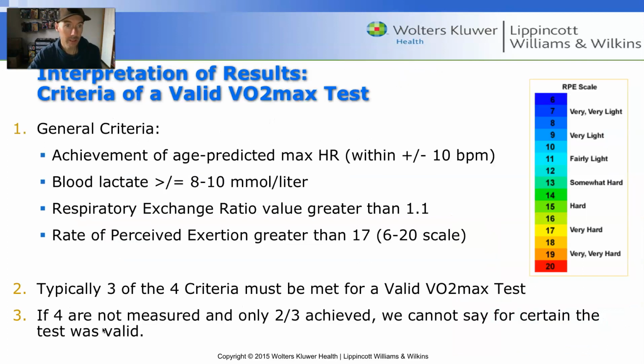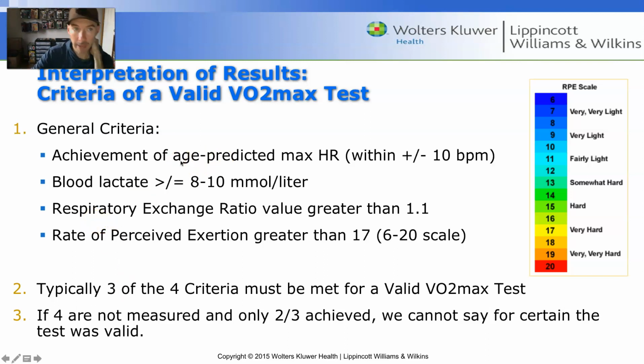Second thing we're going to do is determine if the test was valid, okay? So how do we know if the person really achieved their VO2 max? There are 4 criteria that we're going to look at, okay? And they're listed here. If they achieve 3 out of the 4 or 4 out of the 4, then we say the test was valid. If we only get 2 out of 4, 1 out of 4, 0 out of 4, then the test was not valid, okay? So here's the criteria.